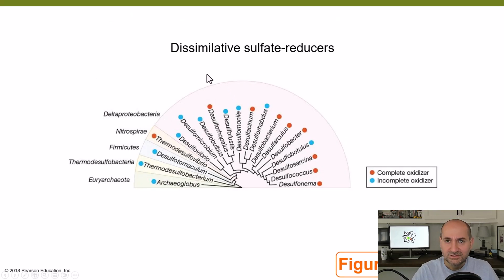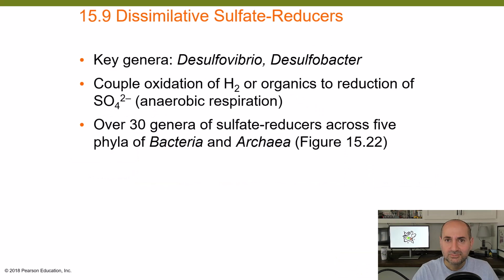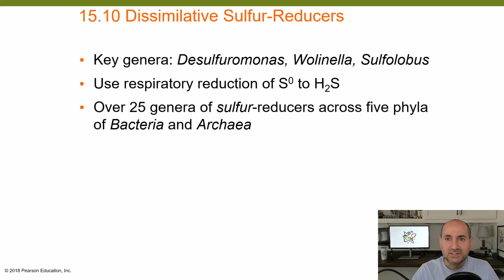So here you can see some of the different groups of sulfate reducers. Next, let's talk about the sulfur reducers. Here are some key genera. These use respiratory reduction of sulfur to hydrogen sulfide. Now, what does that mean?